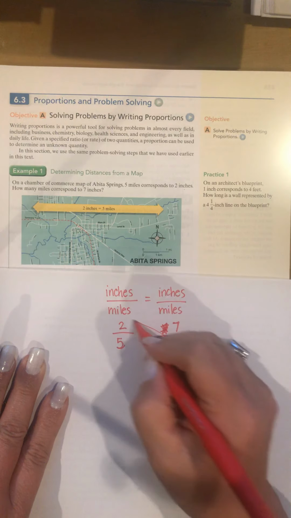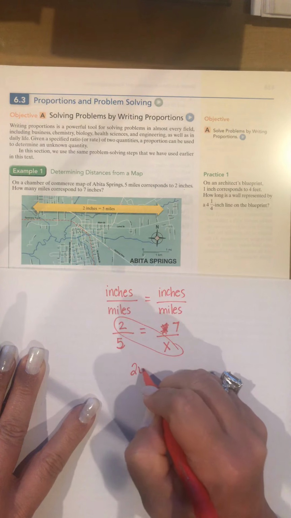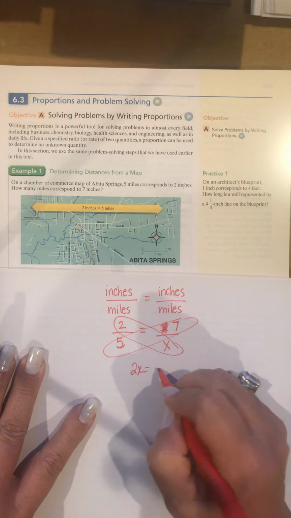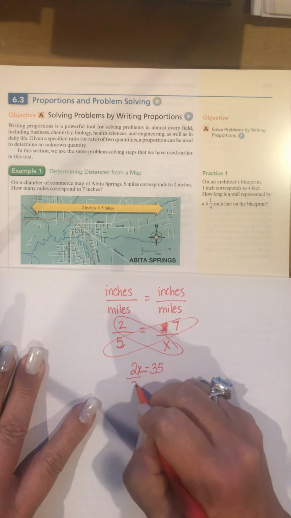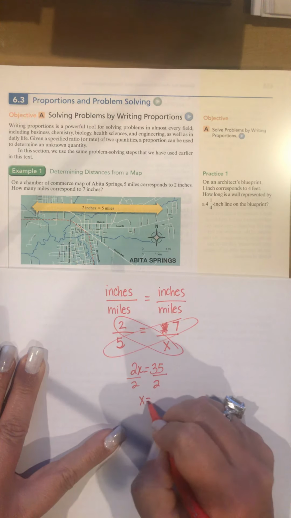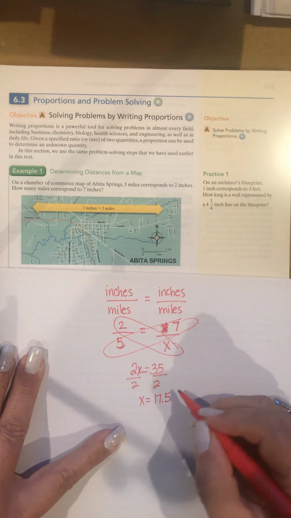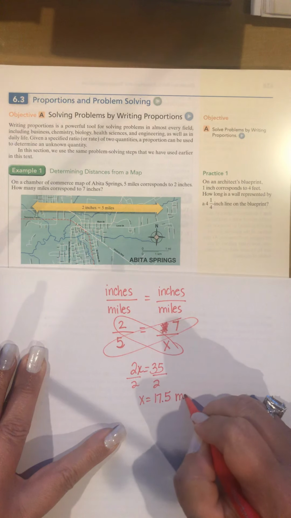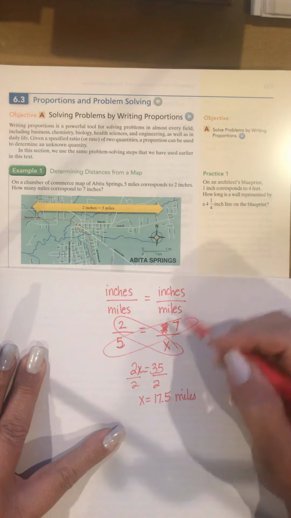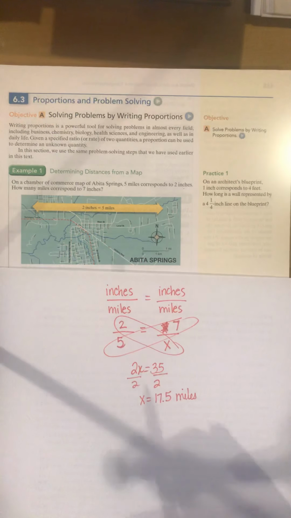So we're going to cross multiply. 2 times x is 2x, and 7 times 5 is 35. Divide by 2, and you get 17.5. So it's 17.5 miles is what 7 inches is equivalent to on this map.